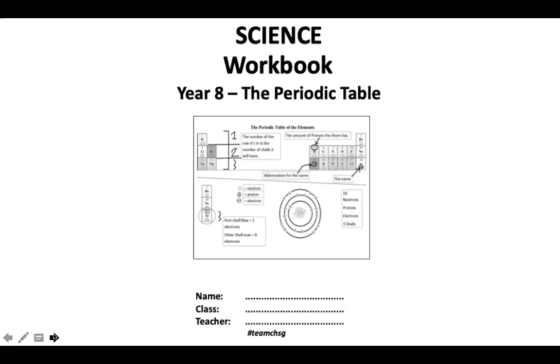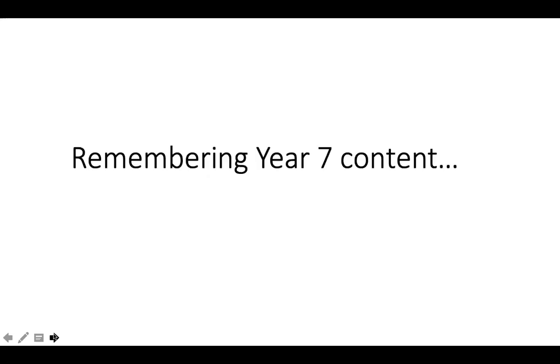So before I go on to look at the periodic table content itself, what I'm going to do is go over that year 7 content that you would have looked at last year. I know it seems like a long time ago, but it's important to understand the basics of chemistry before we go on to look at the periodic table in more detail with the year 8 content.